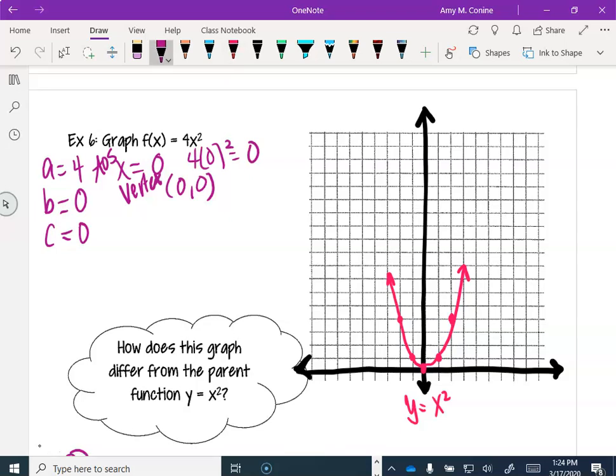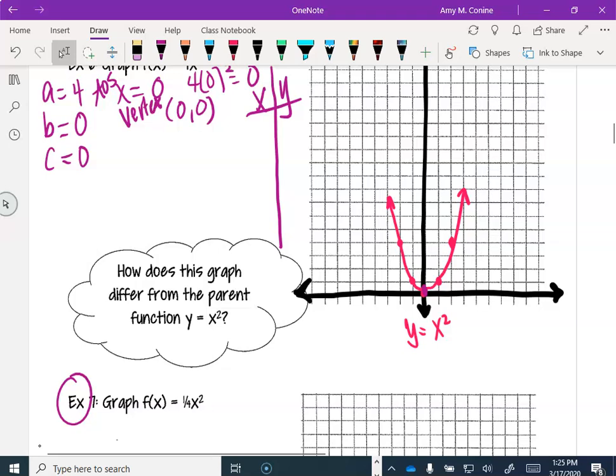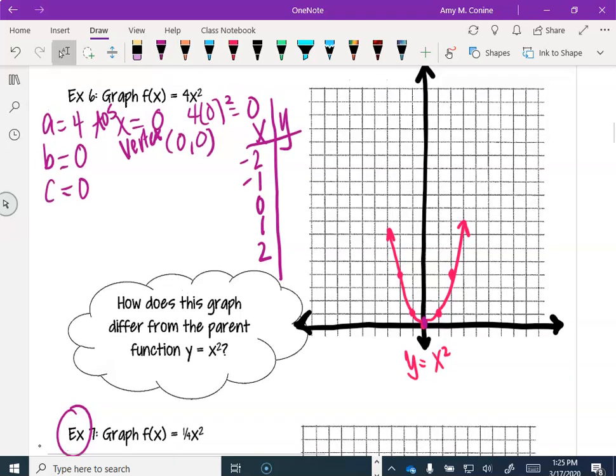The purple one is going to be our new function. So it has the same vertex, which means we're going to use the same 5 points that we normally use. So I know 0 is also 0. Now I'm going to plug in my -2. -2 squared is a positive 4. 4 times 4 is 16. Wow, that jumped up really fast.